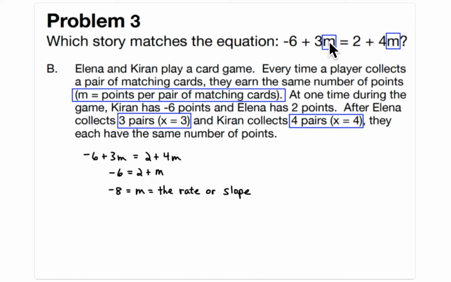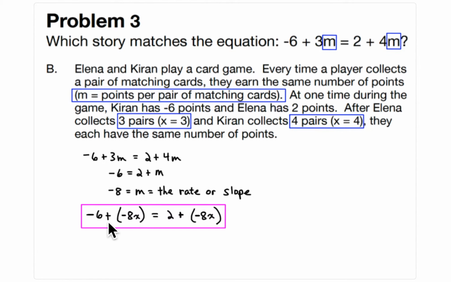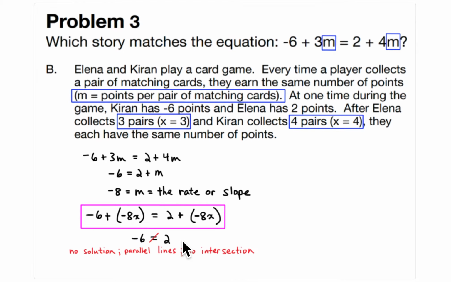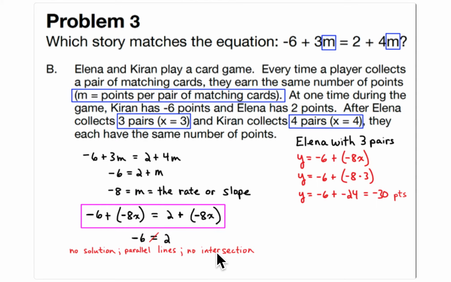Again, solve for what the number of points per pair of cards is, which is the slope, or m. You can come up with that same negative 8. Come up with the same equation. Cannot be solved. There is no solution. So you're going to get the same graph.